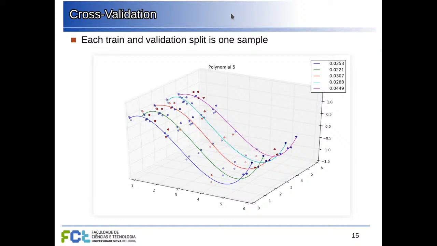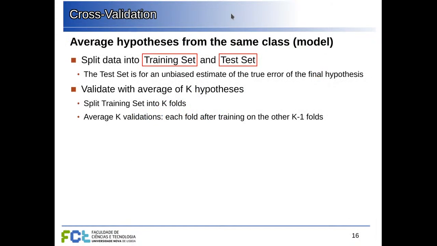So to try to mitigate this effect a bit, we can use cross-validation, where we're going to average over different hypotheses of the same model, and then use that average as an indicator of how good the model is on average when trained with this kind of data for solving this particular problem. So we're going to split the data into two sets, the training set and the test set.